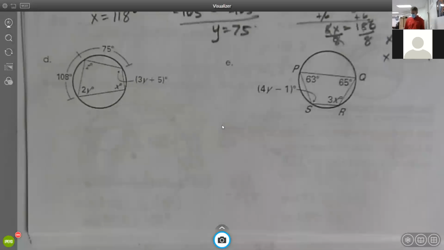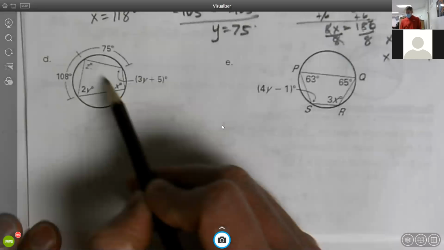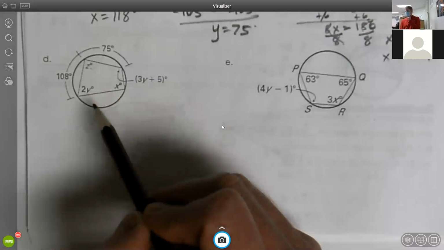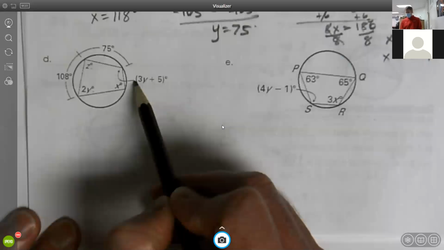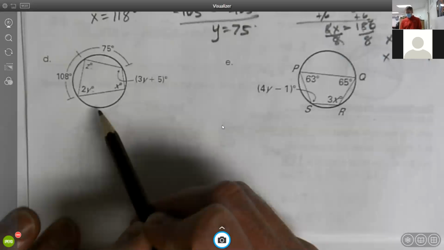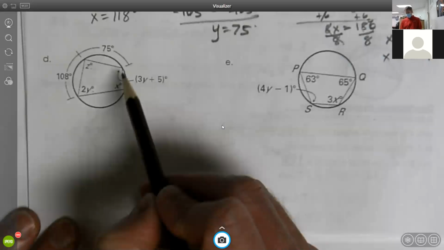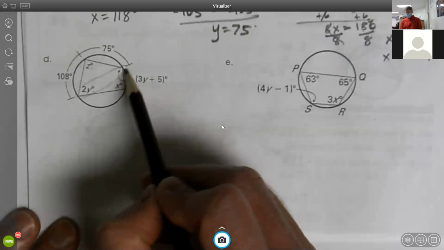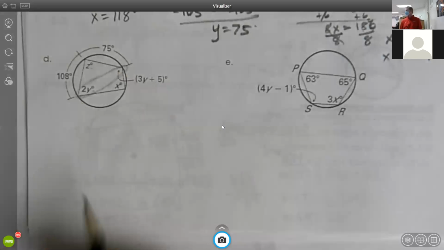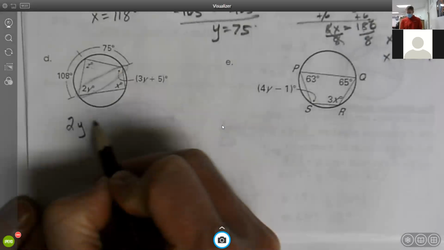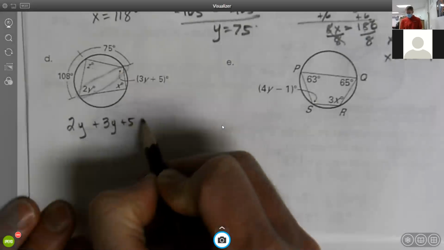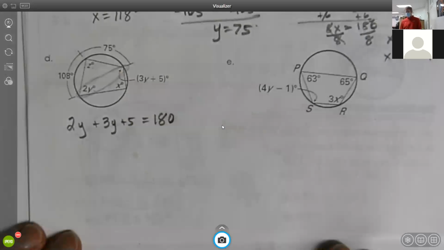Well, we're kind of up against that same pressure. Knowing that opposite angles are supplementary, well, we have 2y here and we have 3y plus 5. So we know that those opposite angles are going to be supplementary. Because they're the same variable, I can add them together and equal them to 180.